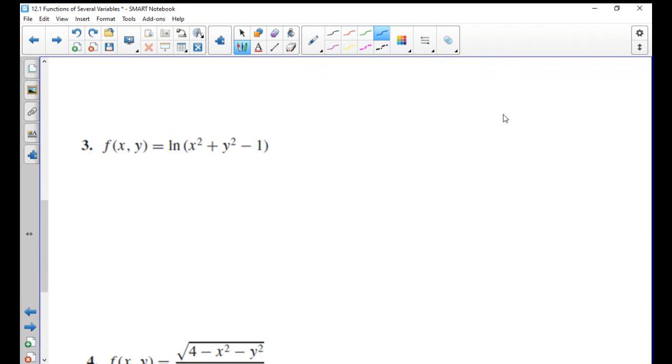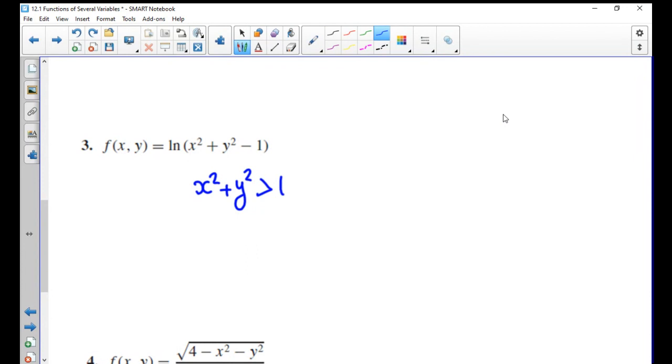Now this one, x squared plus y squared minus 1 should be greater than 0, which means x squared plus y squared is greater than 1. Where is the region x squared plus y squared greater than 1? If you were to graph it, where will it be? I think we talked about this. Is it inside the circle? Outside. It's outside the circle.